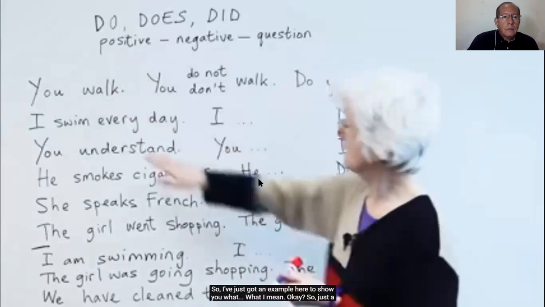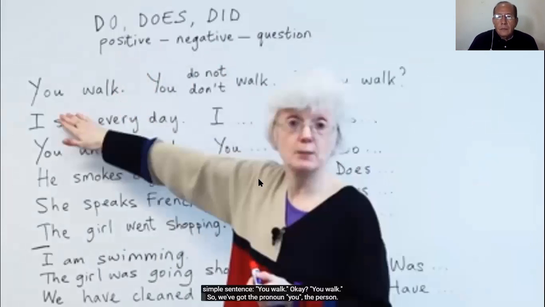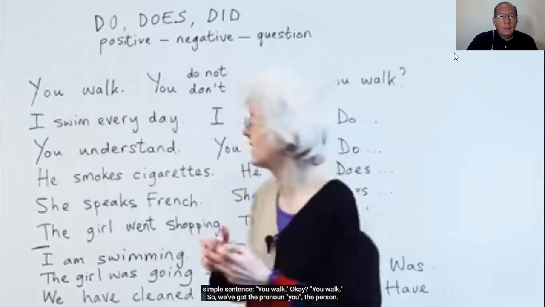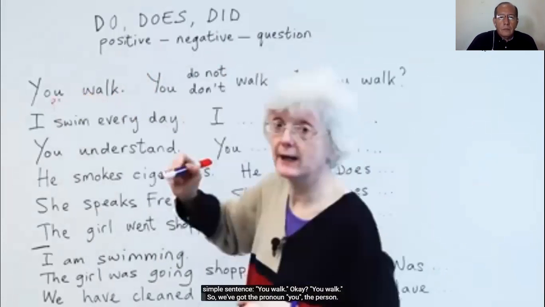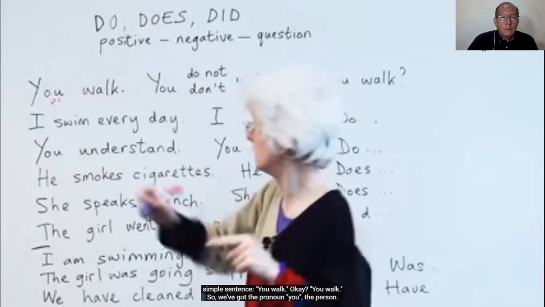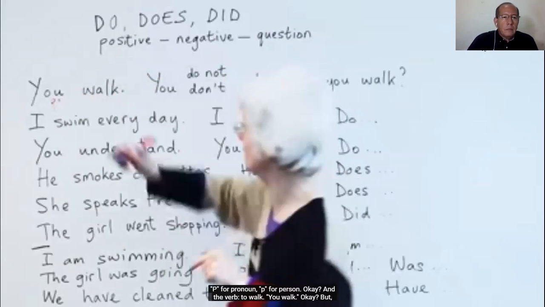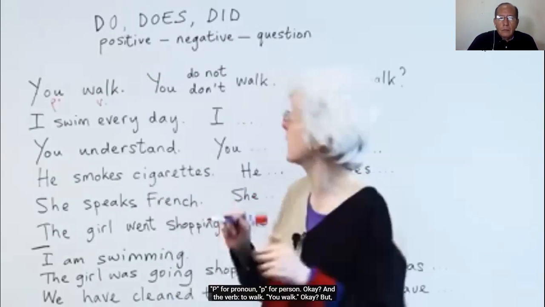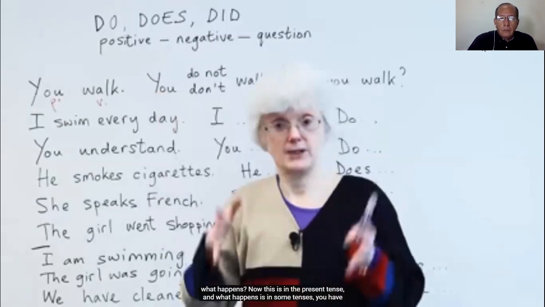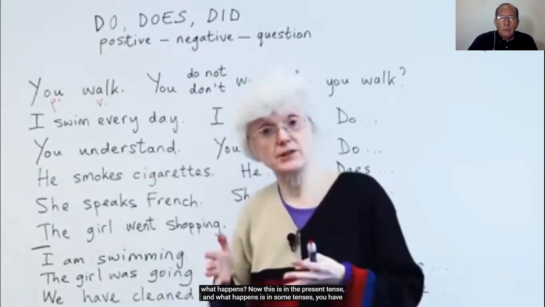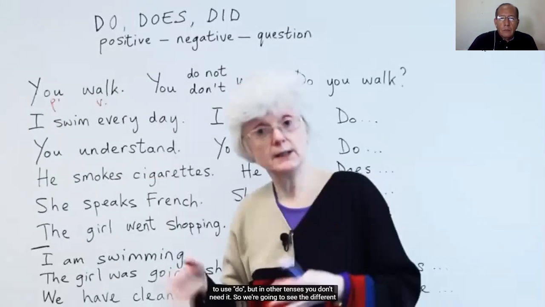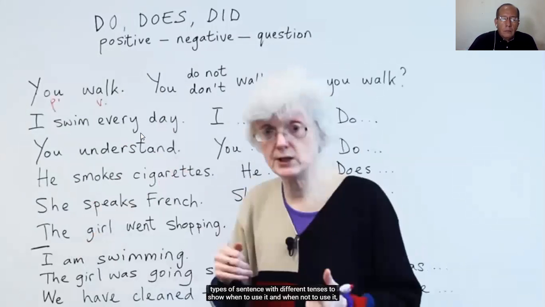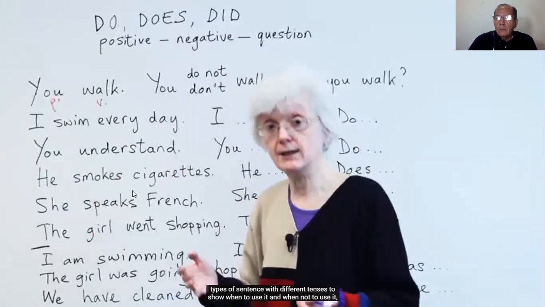Okay, so just a simple sentence: you walk. So we've got the pronoun, you, a person pronoun, and the verb, to walk. You walk. But depending on the tense, in some tenses you have to use do, but in other tenses you don't need it. So notice the different tenses to show when to use it and when not to use it, and also how to use it.